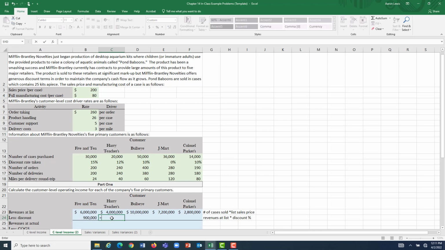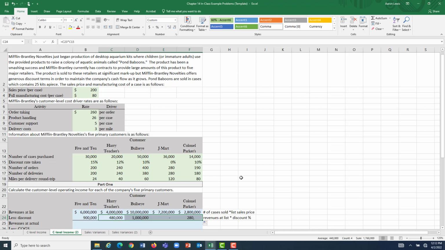For Hairy Teachers, we could have generated $4 million in sales revenue had we sold everything at list, but we didn't because they took advantage of a 12% discount. And in this particular formula, let me go back and get my cell reference up here. Every time that we do calculations, we're always going to multiply the revenue at list for that customer times their discount rate taken. So if we slide over to the right, both of our inputs are going to slide over one to the right. I don't need to make anything absolute.